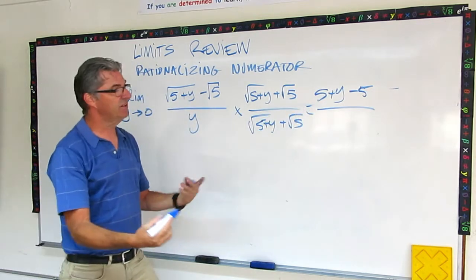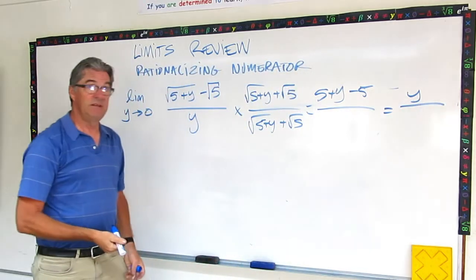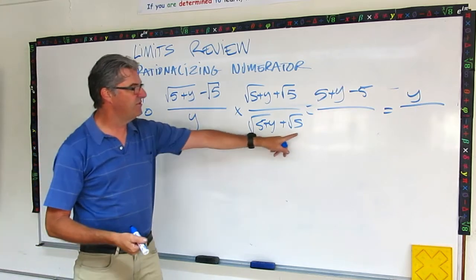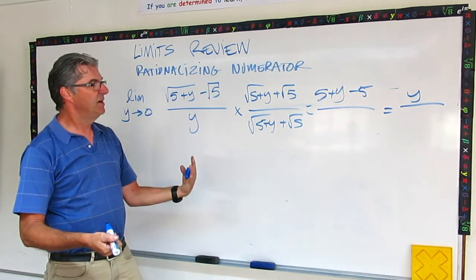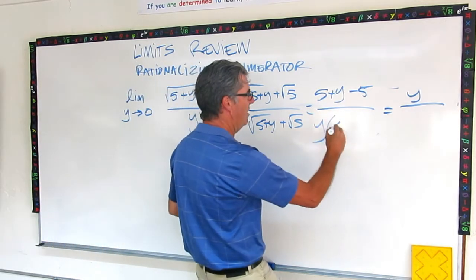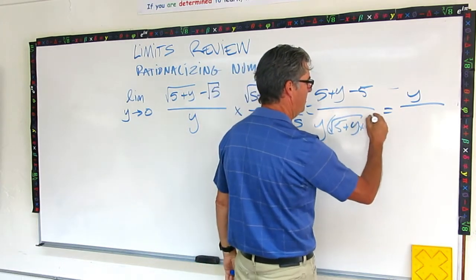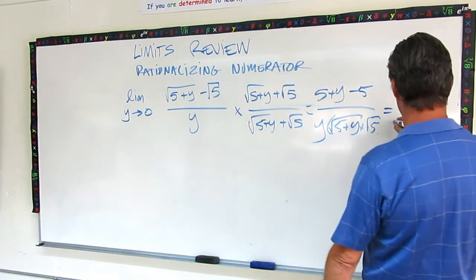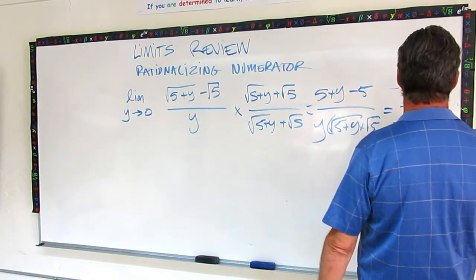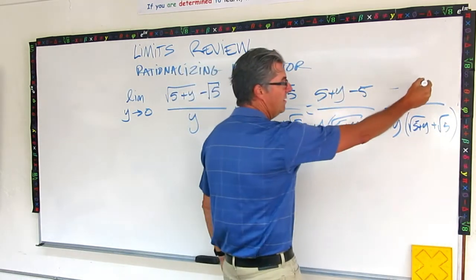Okay, so that's what happens to the top. This is super simple, and check this out. The 5's are going to go away, and I'm just going to have y on the top. Now let's take a look at what happens on the bottom. I'm actually not going to distribute this y onto these two terms, because what happens here is I'm going to be able to cancel. So I'm just going to carry this over like so. And then carry it over again. And I can cancel my y's out, like that.